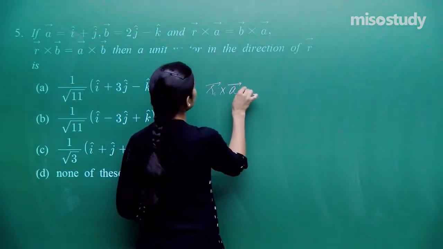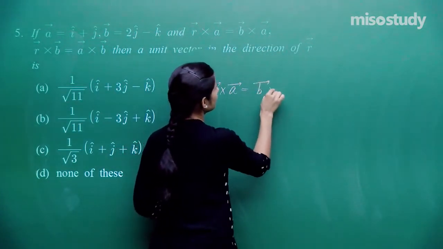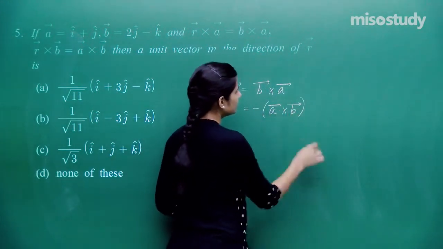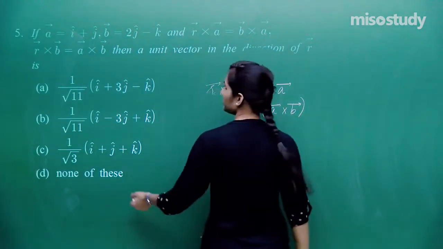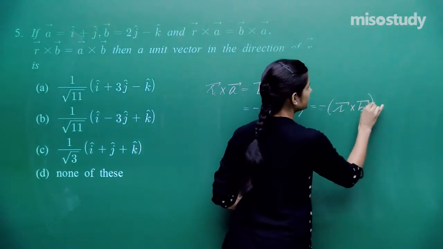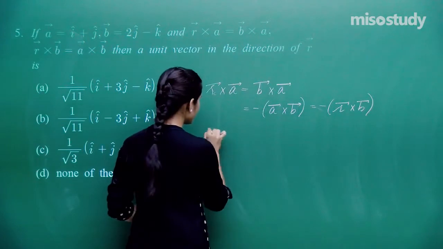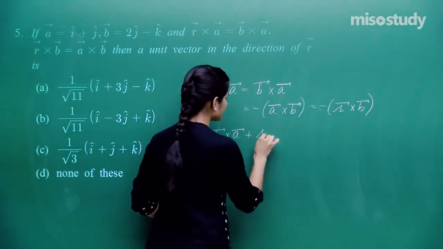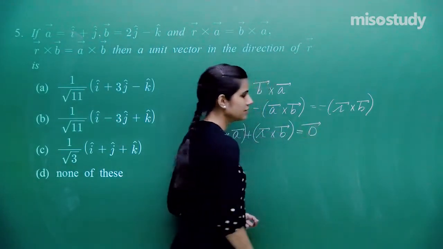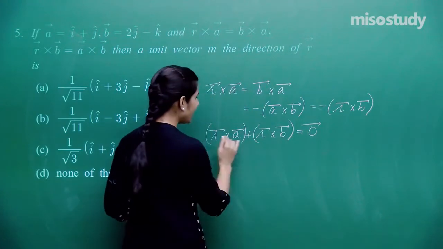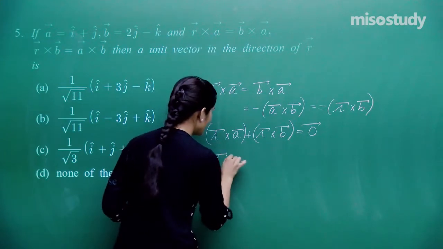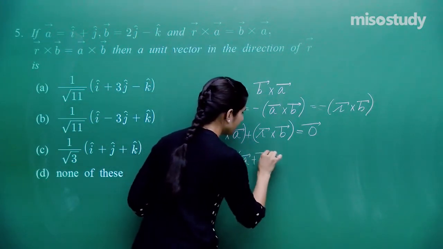It's given R cross A equals B cross A. I know B cross A is minus of A cross B. If B cross A is minus of A cross B and A cross B is R cross B, I can write this as minus of R cross B. So now I can say R cross A plus R cross B is equal to 0 vector. Clear? I know that cross product is distributive over addition, so I can write this as R vector cross A vector plus B vector is 0 vector.